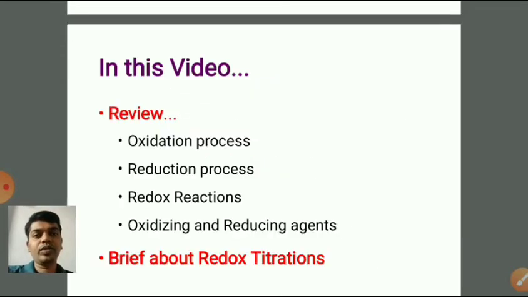In this video we are going to see some introductory part, that is a review on oxidation process, reduction process, redox titrations, oxidizing and reducing agents, and later we will see the brief about redox titration. Let's see one by one.